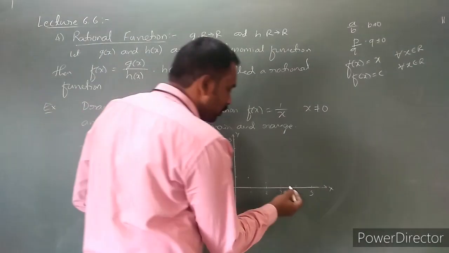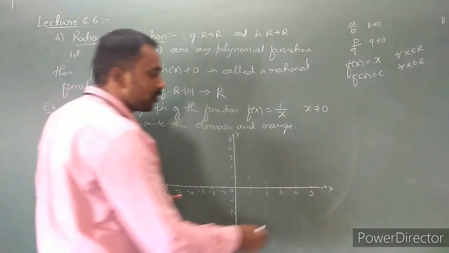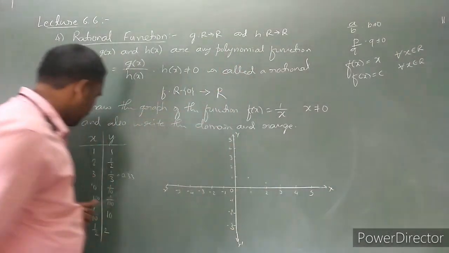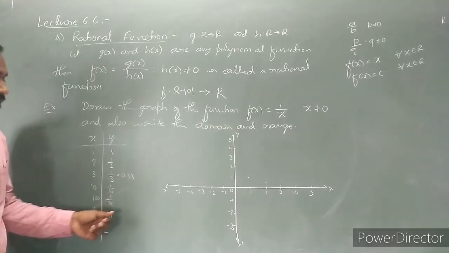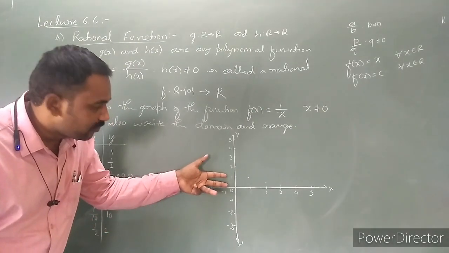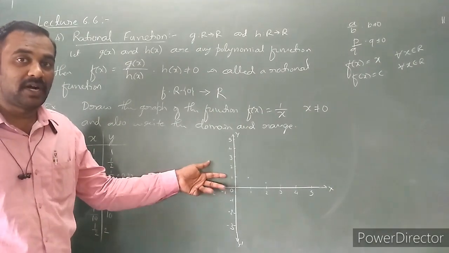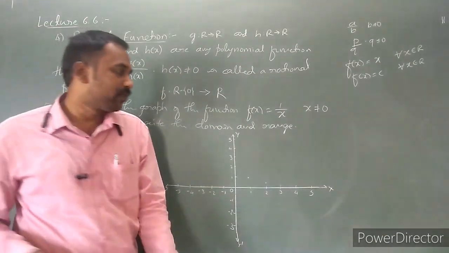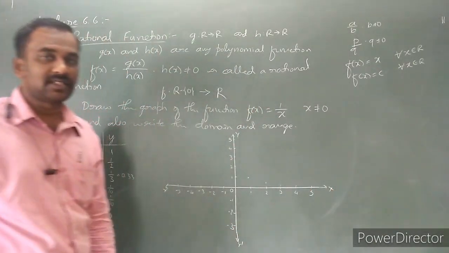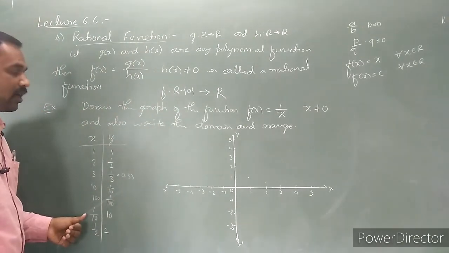On increasing the x value, the y value decreases. If you take x value as 100, then y is 1 by 100. This 1 centimeter value is divided into 100 parts. Out of the 100 parts, only 1 part, very close to the x-axis. Are you sure? Next, 1 by 10.